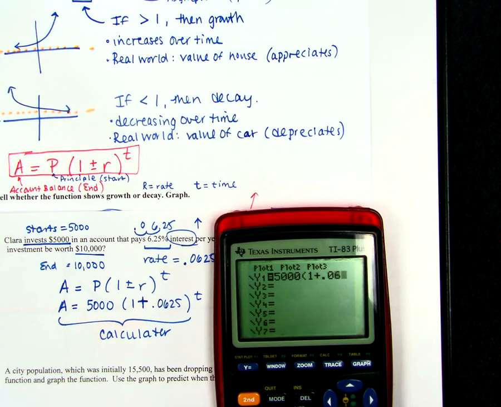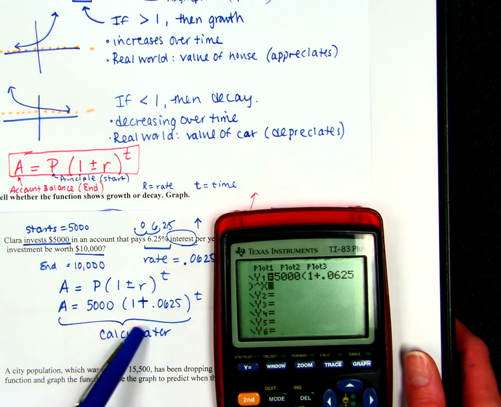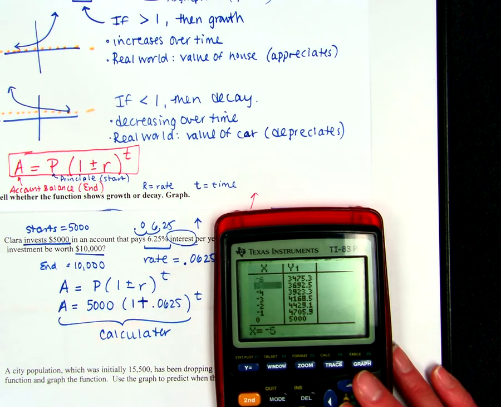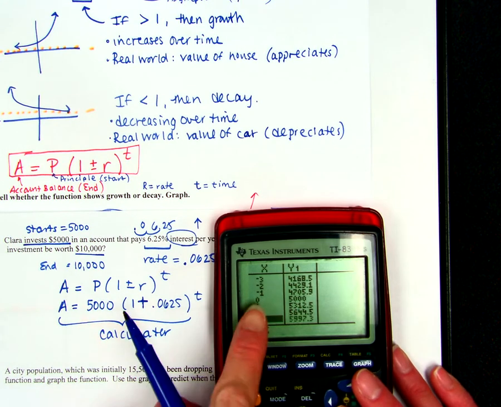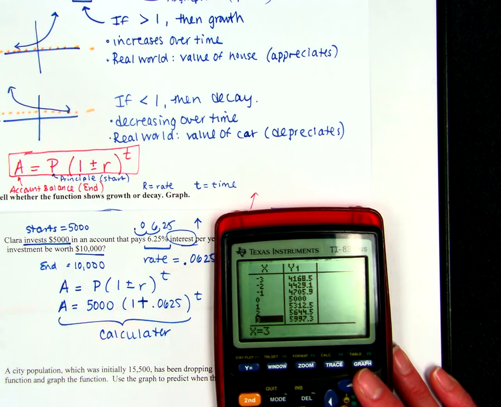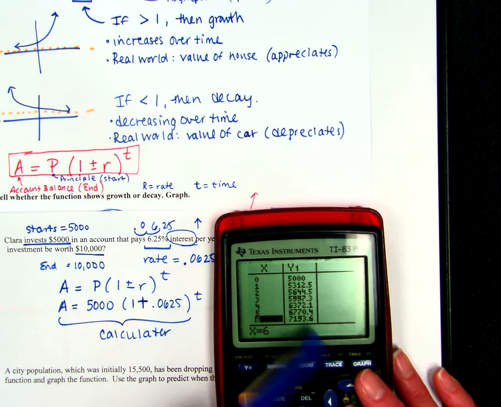5,000 times 1 plus 0.0625 to the t, but now you can't put in t, you have to use x. Okay, so you're going to put in this equation in your calculator. You write it first from the sentence. And now we actually don't really need the graph, we just need our table of values. So this is telling us that at 0 years, it's worth 5,000. After 1 year, it's worth 5,300. After 6 years, it's worth 7,000.